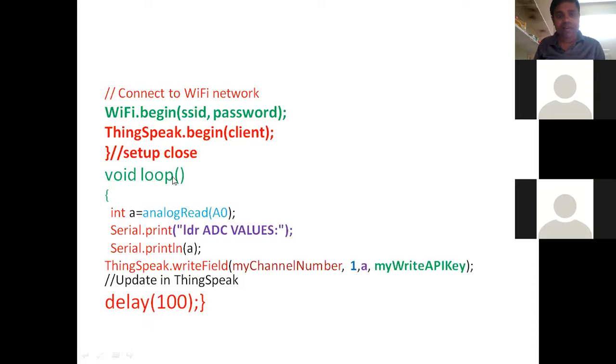Loop. What is our intention? These are all our declarations. In the loop, our intention is to read the temperature. Here, int a = analogRead(A0). Suppose the temperature LDR is there, then Serial.print LDR ADC value, Serial.println(a). These values are sent to the serial monitor.